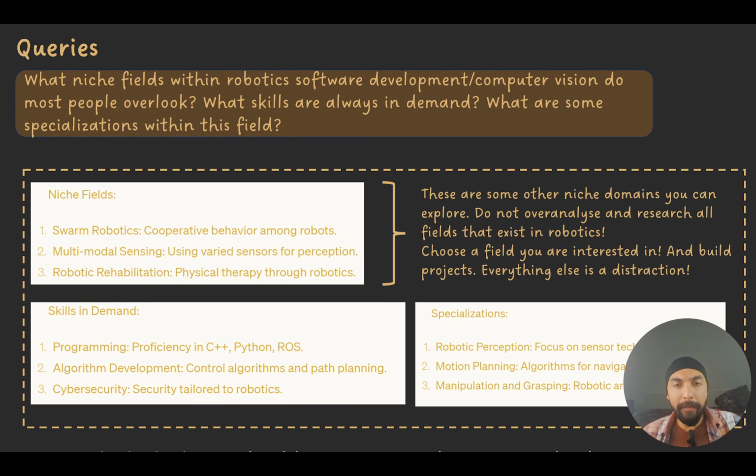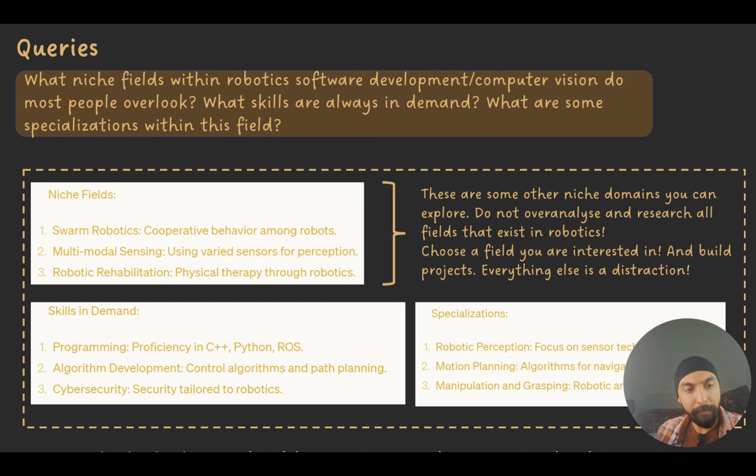If you are looking for niche fields that might be overlooked, a lot of research institutes have their research advertised, and you can go ahead and look at that, but you're probably not interested in research, so I didn't give a more detailed list here. There are some other niche domains you can explore. You do not need to overanalyze and research all fields that exist in robotics. I am trying to emphasize the importance of taking action. You have a yearly, monthly, weekly and daily plan. Just try to stick with it and not get distracted by a lot of other interesting projects that you might encounter while you are learning. Stick with it, build projects, and then move on and find more projects that you're interested in. Only after you build projects will you be able to understand which domains you are interested in, and then you can go deeper and explore these niche domains.